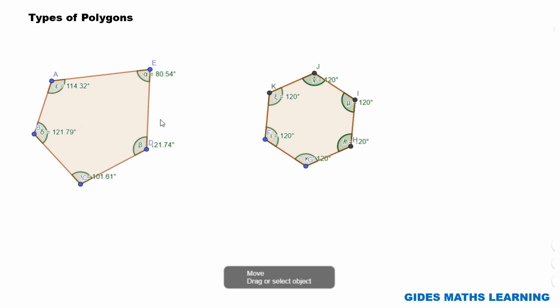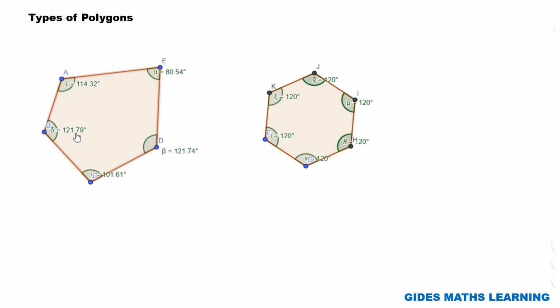So from these two polygons, we have a pentagon and we have a hexagon. This is a regular hexagon. Now, if you look carefully at the interior angles for the pentagon, you realize that none of them is up to 180. This angle is 121.74, and then I think this is the highest. The highest angle here is 121.79 degrees. Now none of these interior angles here is 180 or more.